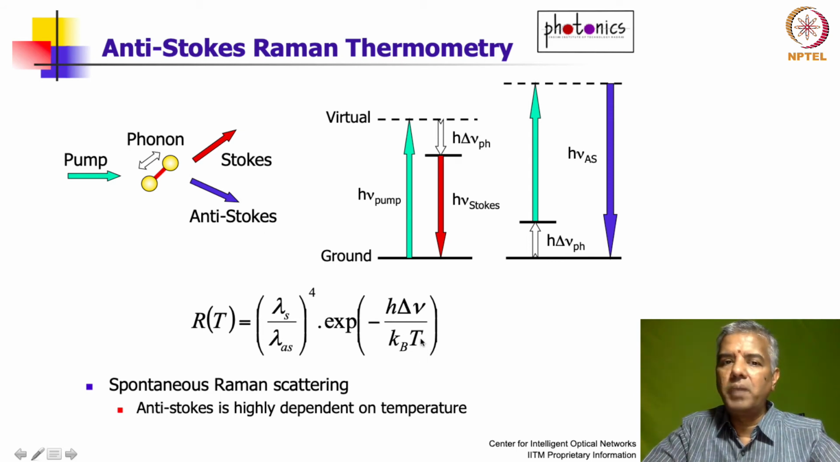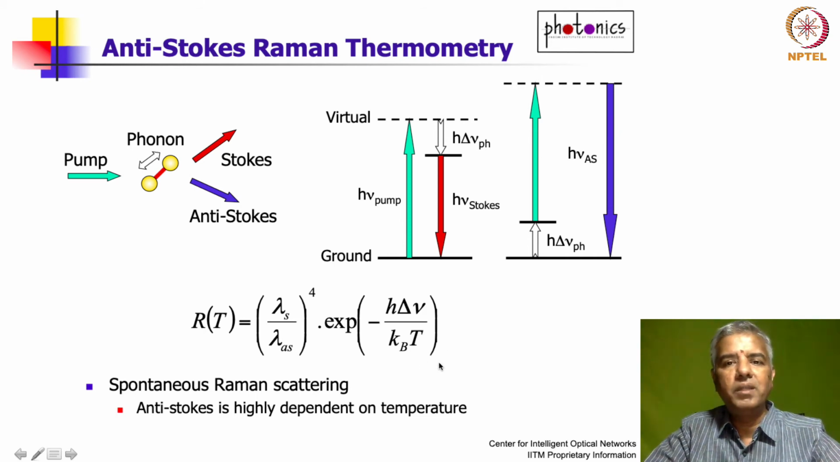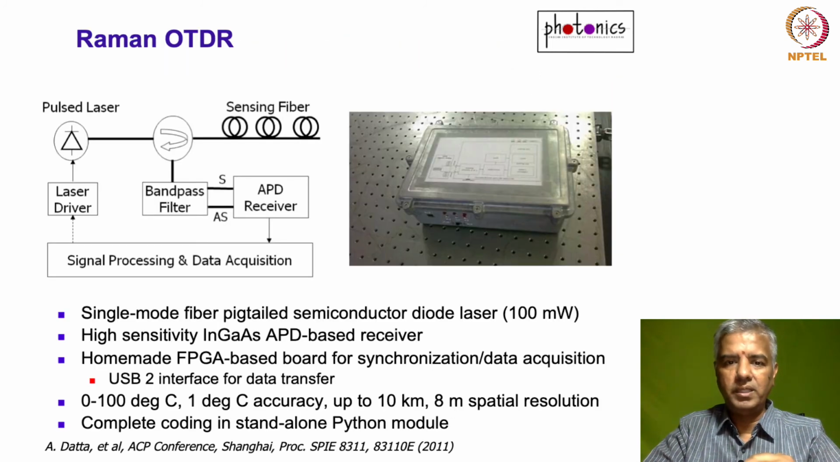So by observing the backscattered light intensity for the Stokes as well as the anti-Stokes, taking the ratio of these two intensities, you can get a very good idea of what is the temperature at any point along the length of the fiber. So now you marry this concept with your OTDR concept, and what you get is a Raman OTDR. So how does a Raman OTDR look like?